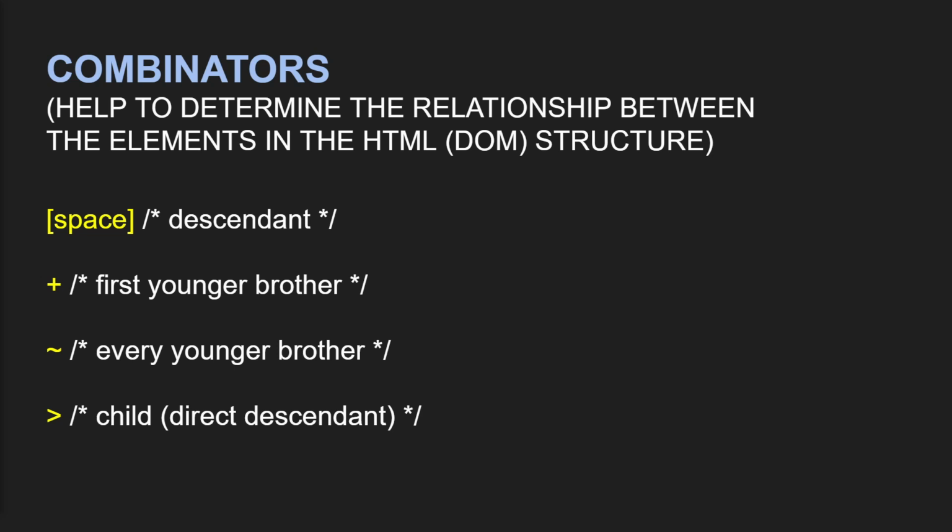So the combinators help to determine the relationship between the elements in the HTML structure. As we can see on this slide, we have a space, which is a descendant. We have a plus sign, which is the first younger brother. We have a tilde sign, which means every younger brother. And a greater than sign, which means a child, which is a direct descendant.